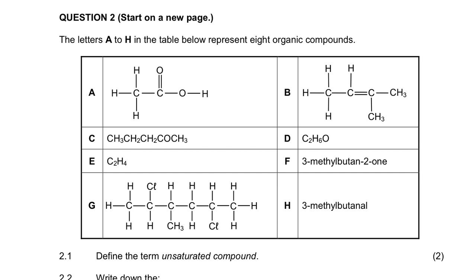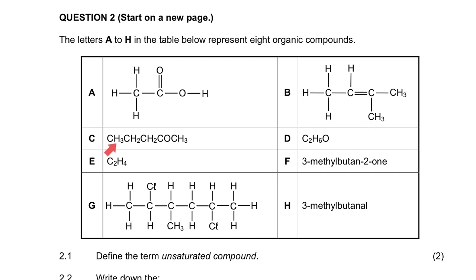Some of them are explicitly represented in structural formulae or structural diagrams. So we can see here that this is explicitly a carboxylic acid because of the carboxyl group. Here we have a compound that has got a double bond in it, and we have a methyl group in it as well. So we can see that this is an alkene with a branch.